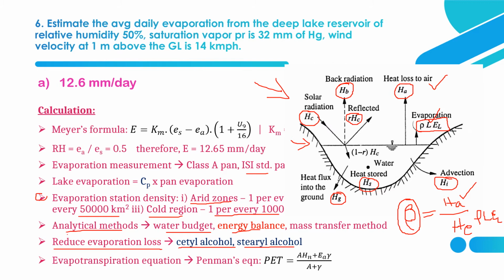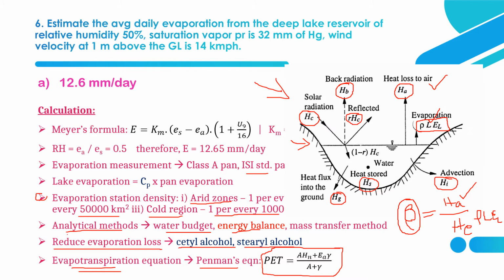And there is something called evapotranspiration, and the equation is given by Penman's equation. So potential evapotranspiration is given as PET equal to (A Hn plus Ea gamma) by (A plus gamma). And what is capital A? Capital A is the slope of the saturation vapor pressure versus temperature curve. So when we draw a curve between saturation vapor pressure, that is Es, and the temperature, we get a slope, and that slope is taken as capital A. This will be in terms of millimeter of mercury per degree Celsius.